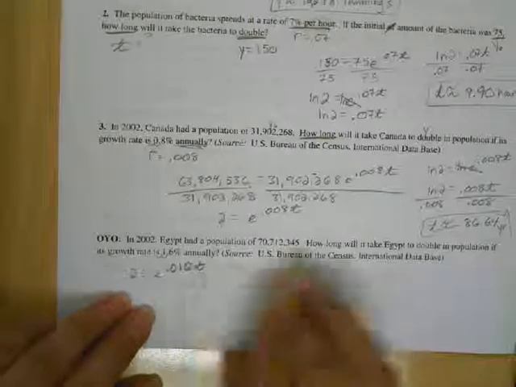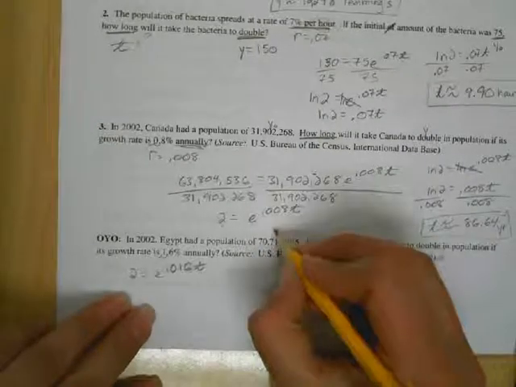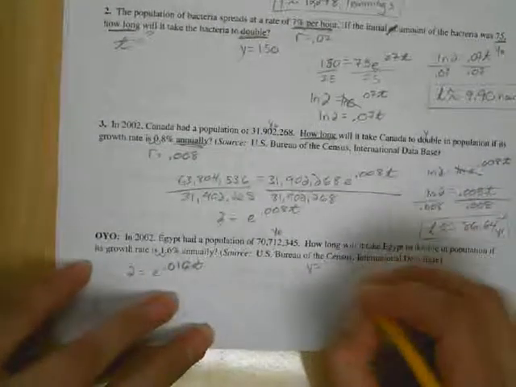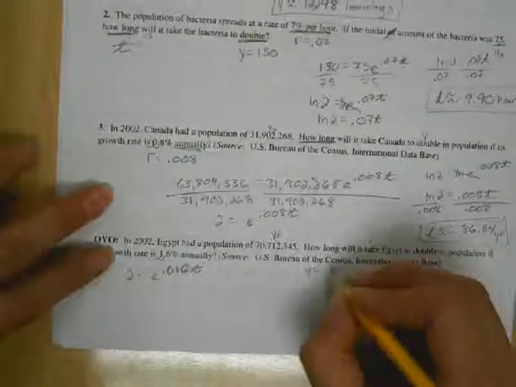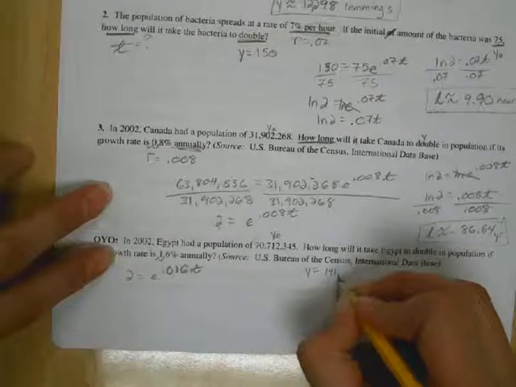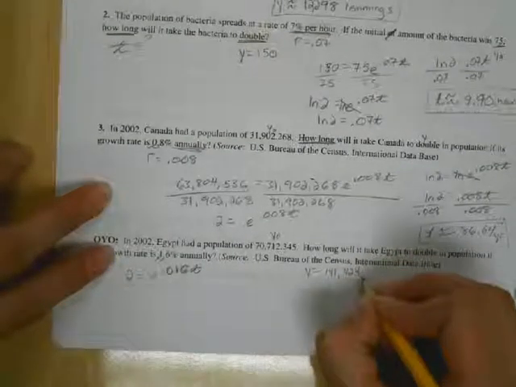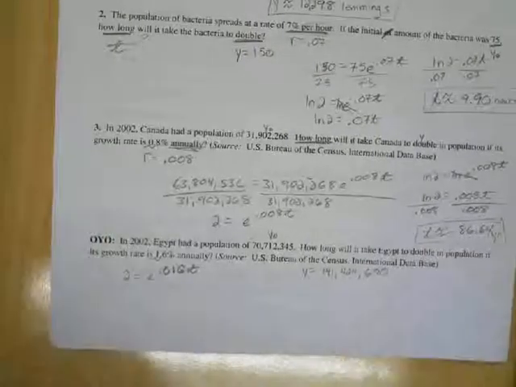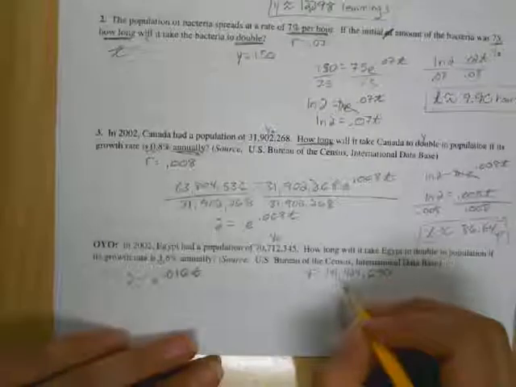But, okay, I have an initial amount of this. If I double that, I would have a final amount of, let's see, 70,712,345 times 2 is going to be 141,424,690. Big numbers, big numbers. You're talking about population, okay? Populations are very, very big. So this is my initial amount.